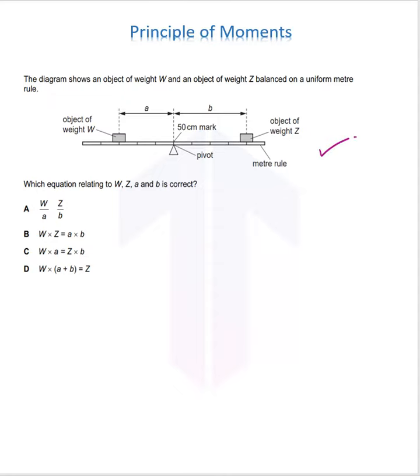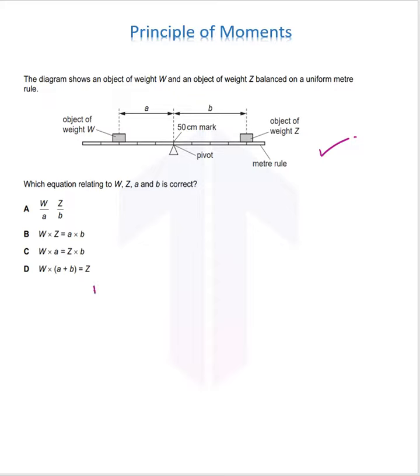So let's learn how we apply the principle of moments to this diagram. We have this system or this arrangement. They're asking which equation relating to W, Z, A and B is correct. So W and Z are the two weights hanging on different sides of the pivot, and A is the distance of object weight W from the pivot, and B is the distance of the object of weight Z from the pivot. So what is the principle of moments equation?